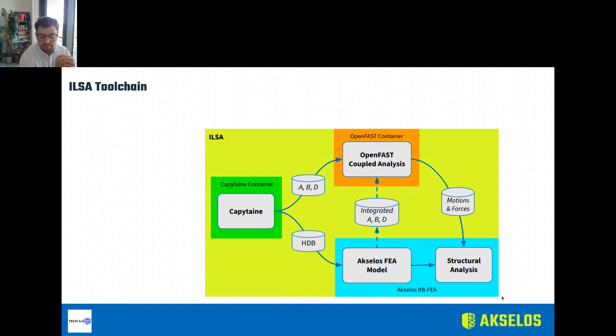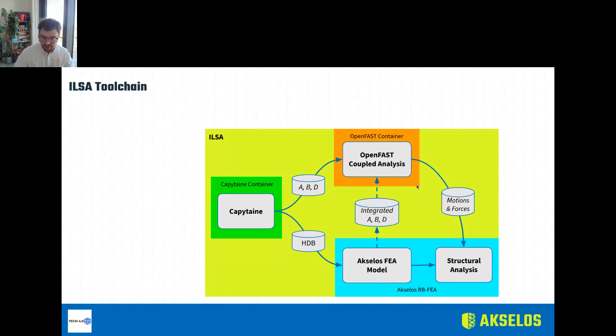The way we do it, briefly, for radiation diffraction in particular, is we take the panel pressure in frequency domain that comes out of Capytaine. This is what we call the hydrodynamic database here. We map that onto our Akselos FEA model. And then we take the motions from the OpenFAST output and combine these with the frequency domain pressures to get our time domain pressures on the model.